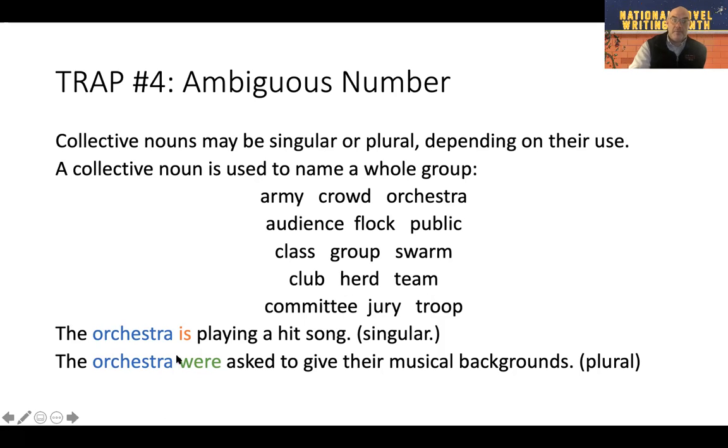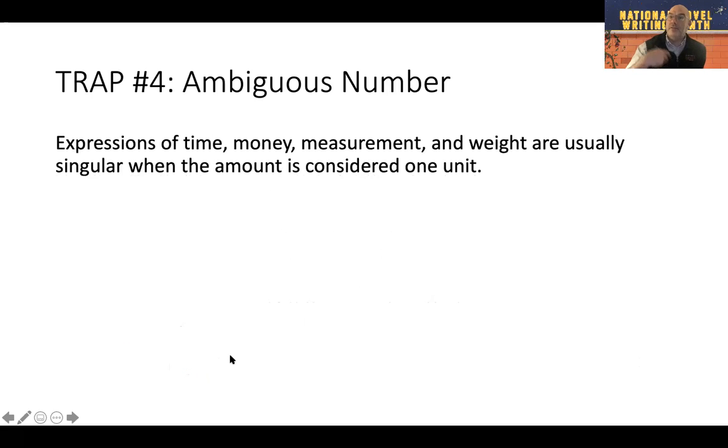Okay, so you can see here that this time orchestra is being treated as a plural group of people, right? They were asked to give their background. So their and backgrounds are both plural, which tells us orchestra is being treated as plural, therefore were should be plural as well. Okay, this is the one that drives everybody nuts, right?